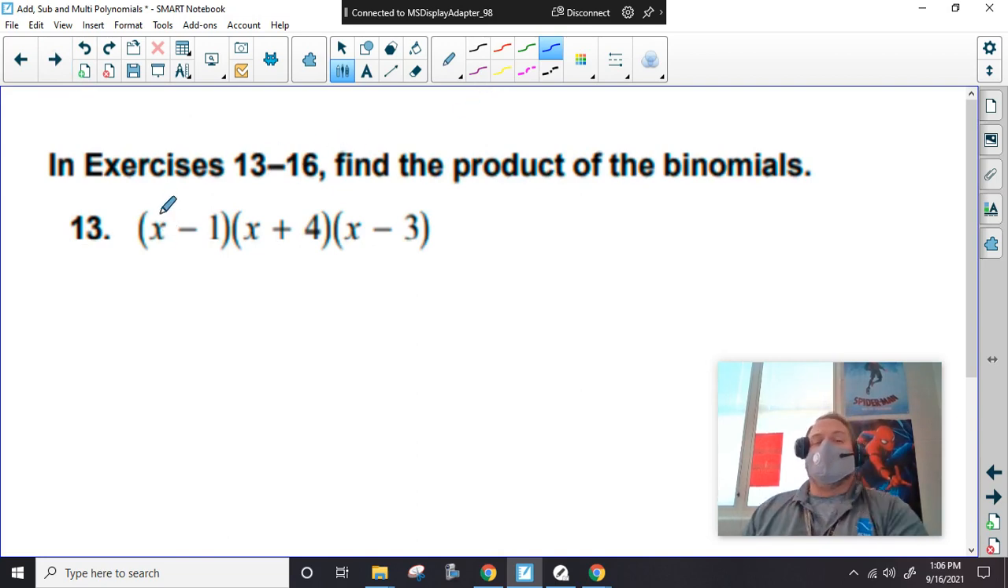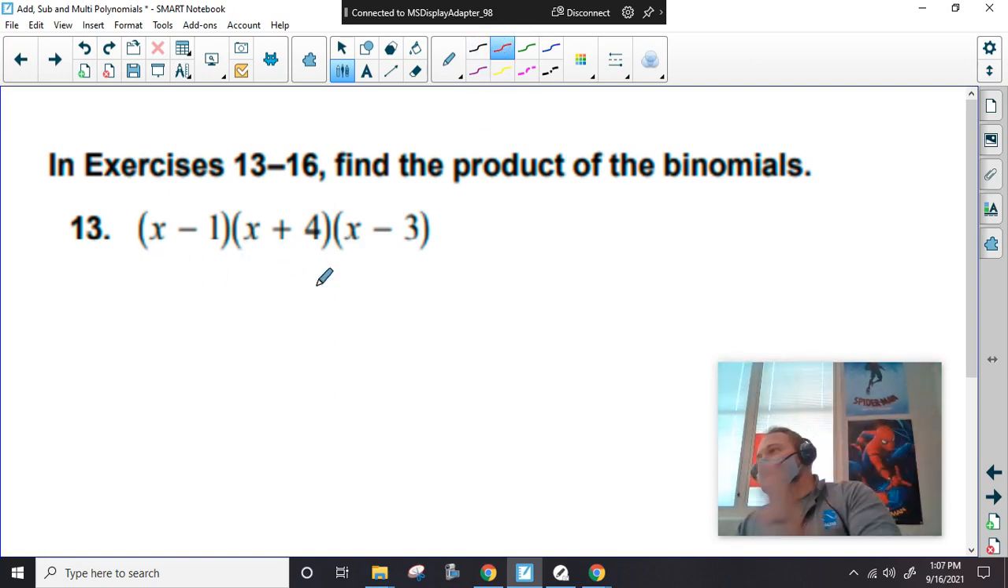Now, yes, this says in exercises 13 through 16, I only chose two of them. And after we do the first one, you'll understand why. Just wait. It's a cliffhanger. The suspense is so much. I hope it lasts.